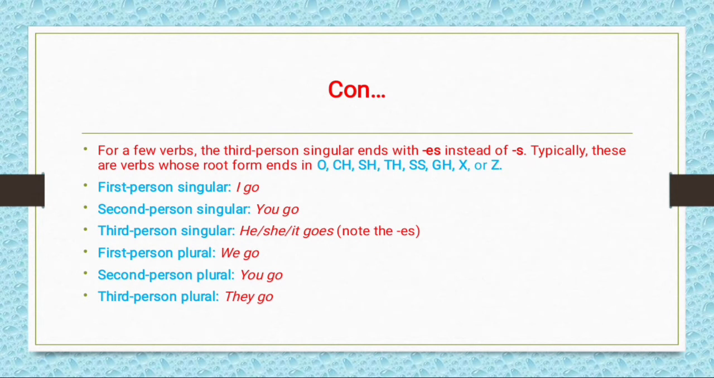For a few verbs, the third person singular ends with es instead of s. Typically, these are verbs whose root form ends in o, ch, sh, th, ss, gh, x, or z. These letters are important because there are many verbs where these letters come at the end. Then when we are talking about the present indefinite tense simple formula, we have to use es. For example, first person singular, I go.